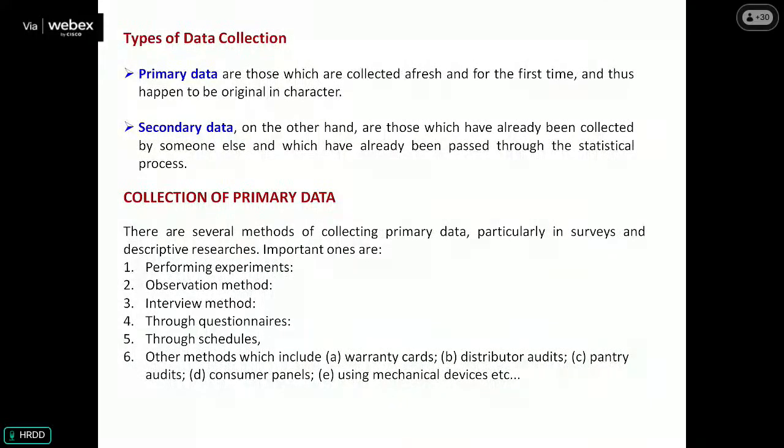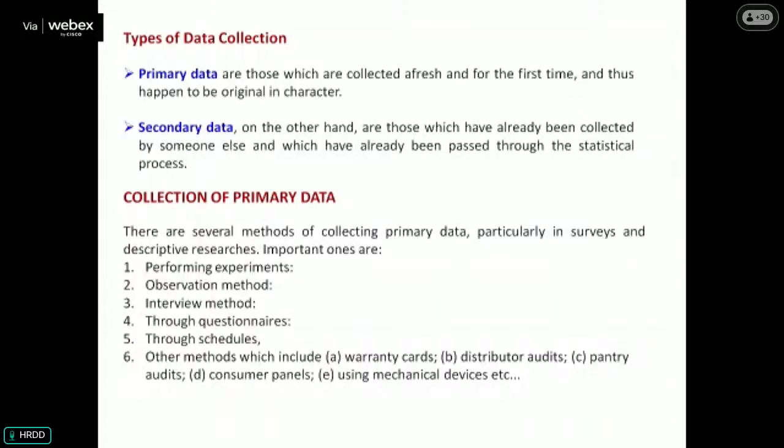Primary data are those which are collected afresh for the first time and thus happen to be original in character. So when you are submitting a paper, they ask whether it is original. Original matlab you are doing it yourself for the first time. Okay, this is what originality means. So that is the primary data collection you will do. You will do it yourself and for the first time. So that is the meaning of original.